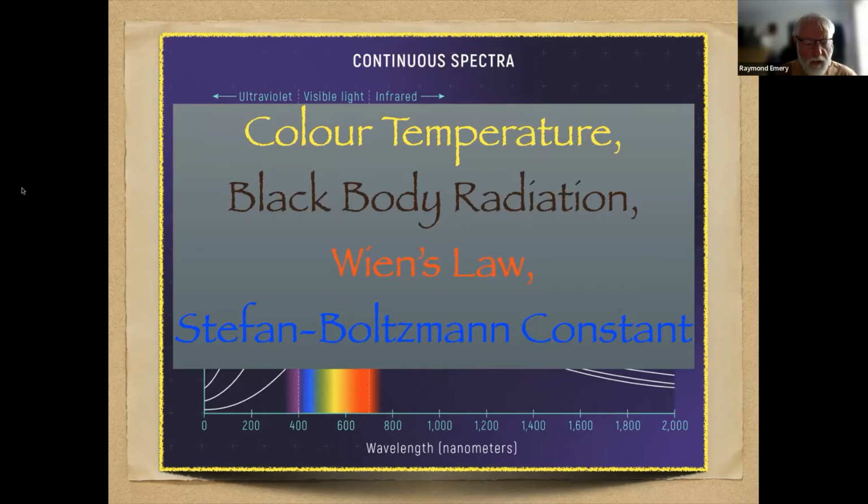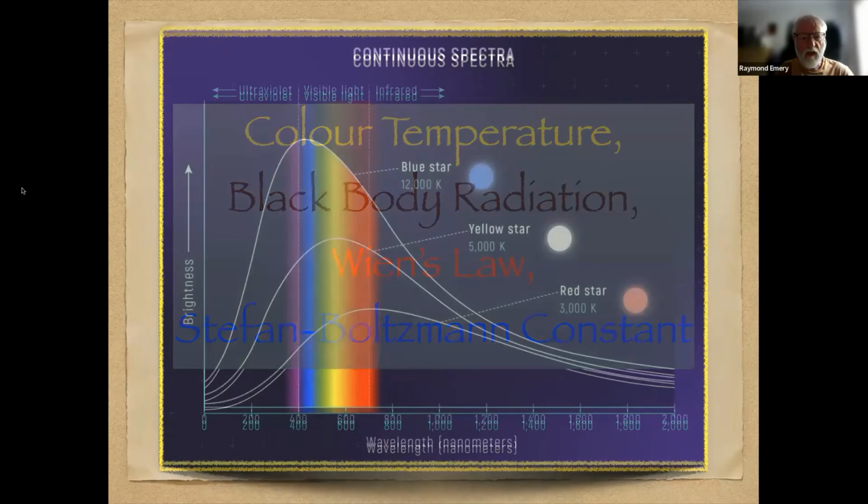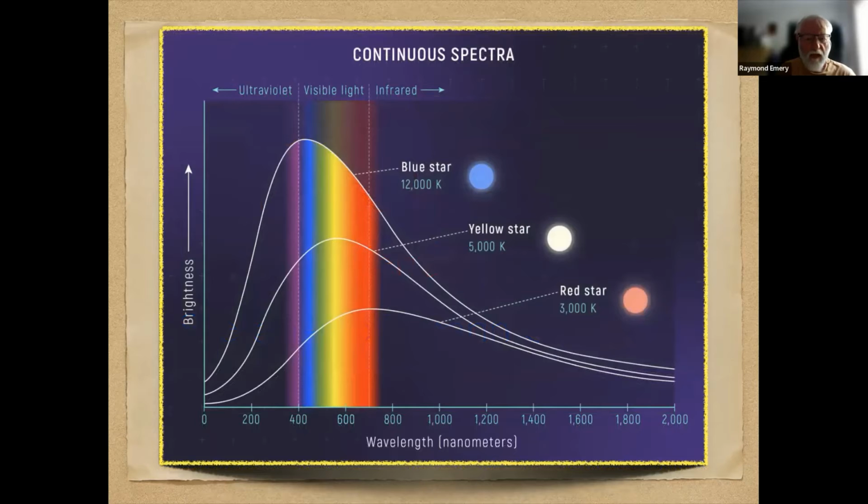So if you double the temperature of the surface of the emitting body, the actual amount of radiation, the total luminosity, goes up by 16 times. It doesn't double, it goes up by 16 times. Equally, if you halve the temperature of the emitting surface, the luminosity goes down to 1/16 of what it was before. And so here we have a continuous spectrum for different bodies, different temperatures of emitting body.